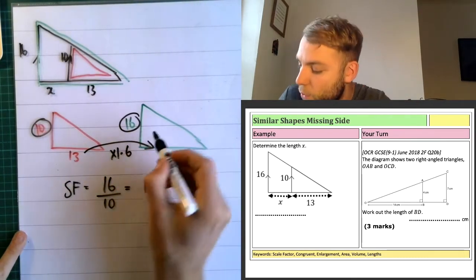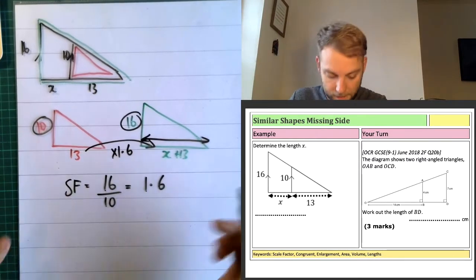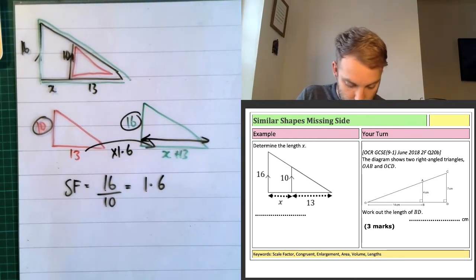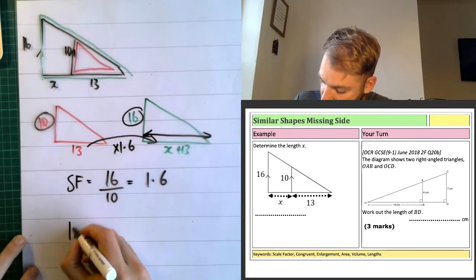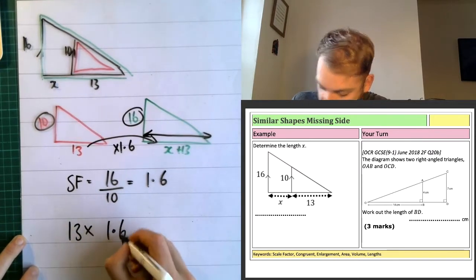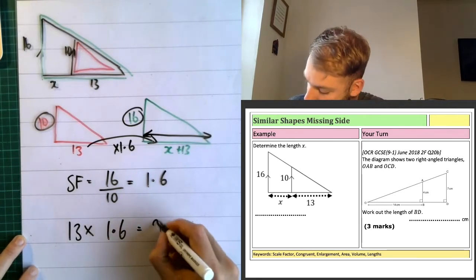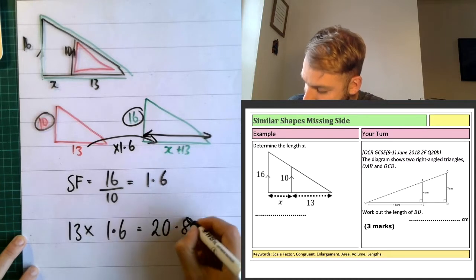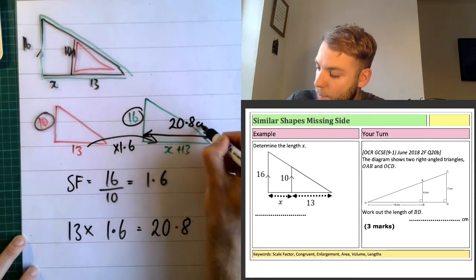But don't forget, this will work out the full length of this. Okay, not the X plus 13. So I do 13 times by 1.6. Let's write it down actually. 13 times by 1.6, which is equal to 20.8. So I know the full length of this is 20.8 centimetres.